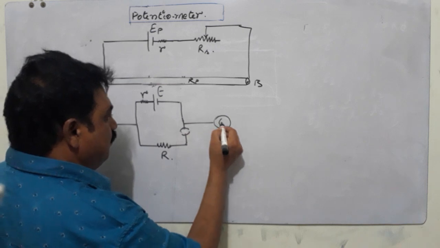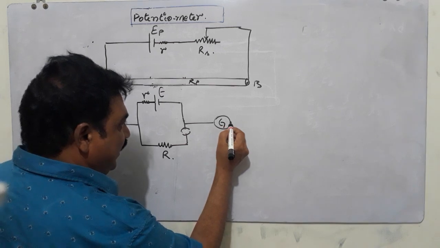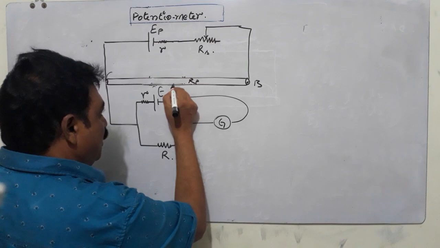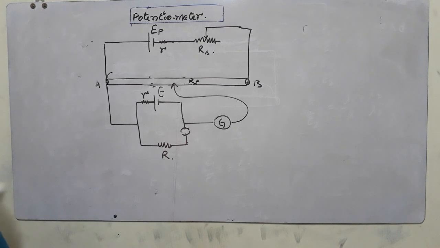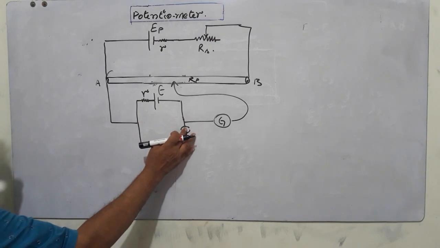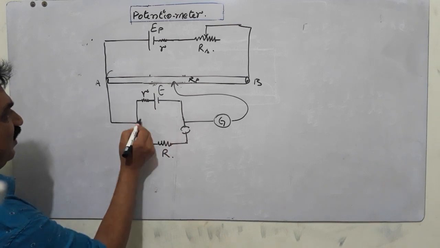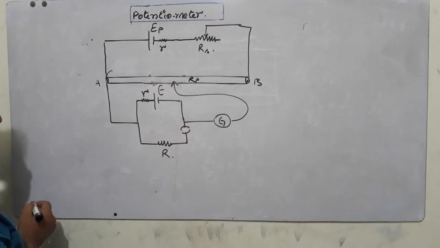As in the previous condition, a galvanometer is connected, and this galvanometer is connected to the tap key arrangement. See here. In this, first I have put off the key. What has happened? The cell will be present in the secondary circuit.